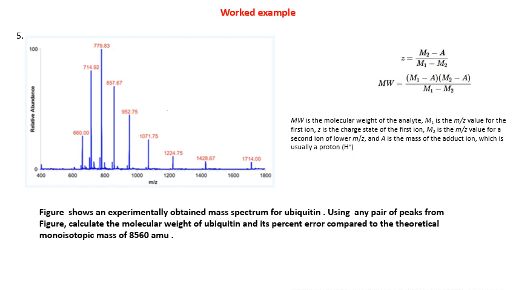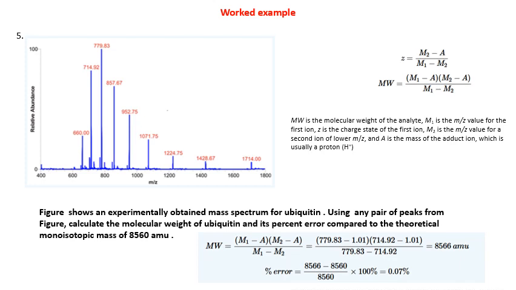Now, how to calculate the molecular weight using this figure? You can take any two peaks, and using the second formula, you can easily calculate the molecular weight. You can calculate using this 77983 peak, which is the highest intensity peak, the base peak, and the corresponding left peak, 71492. You take the difference of these two peaks, and you will get the value 188566 mu. That is the molecular weight of the compound experimentally.